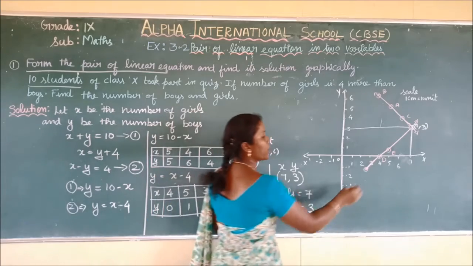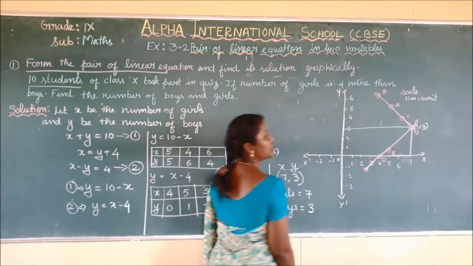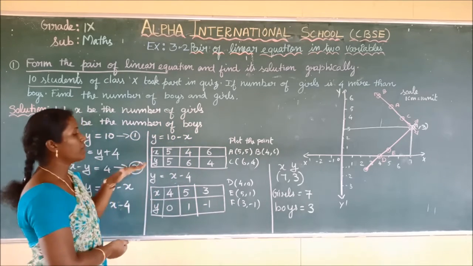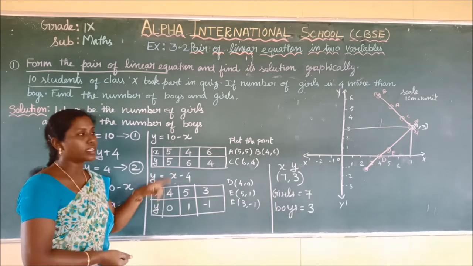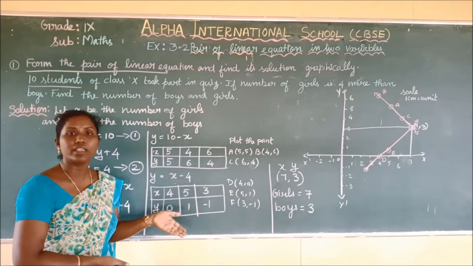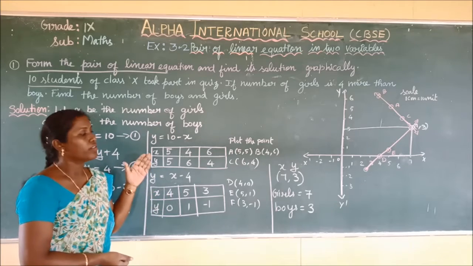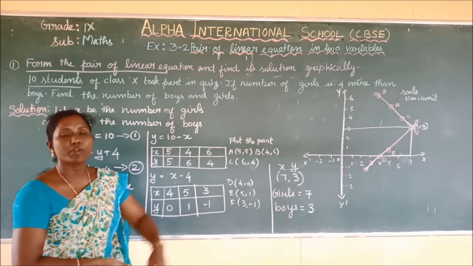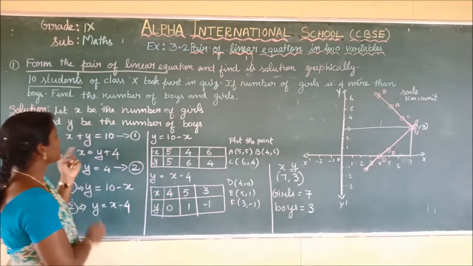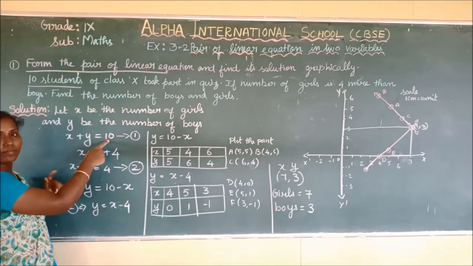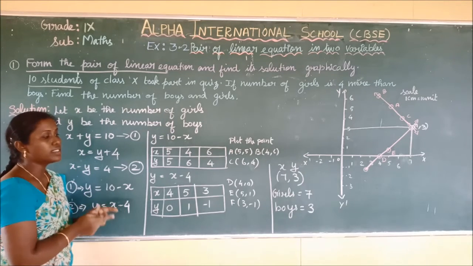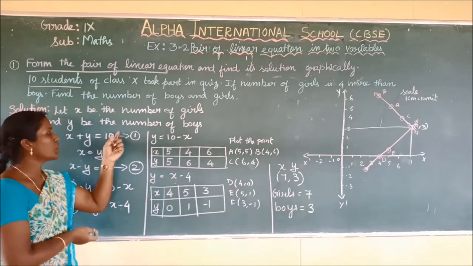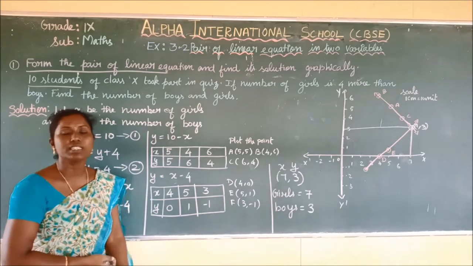We have to keep in mind the key points while solving the problem. Whenever a situation is given, frame the linear equation, tabulate the values and draw the graph. Using the graph, you can find the solution for the given situation, how many girls and how many boys. Check with the given equation: 7 plus 3 is equal to 10. Also, they told us the number of girls is 4 more than the boys. So 3 plus 4 is 7. The two conditions are satisfied. That's the solution for the given equation.